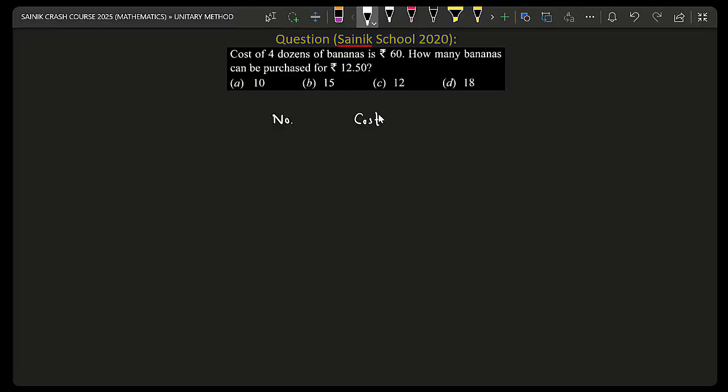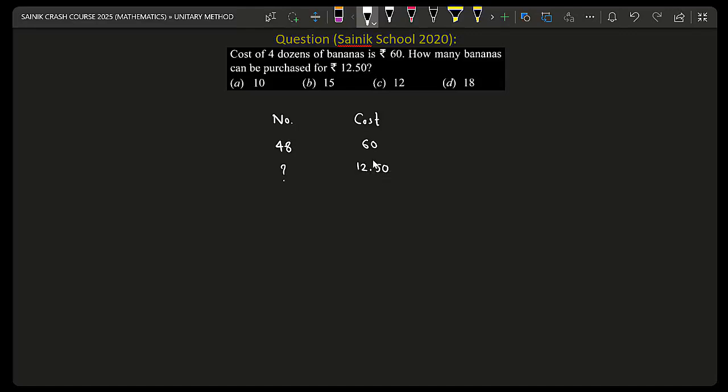So first row, how can we fill? One dozen means how much? 1 dozen is equal to 12 articles. 4 dozens means 4 into 12, how much? Sir, 48. Yes, 48 bananas. 48 bananas cost how much? 60 rupees. And how can I fill the second row now? Question mark. 12 rupees 50 paise.